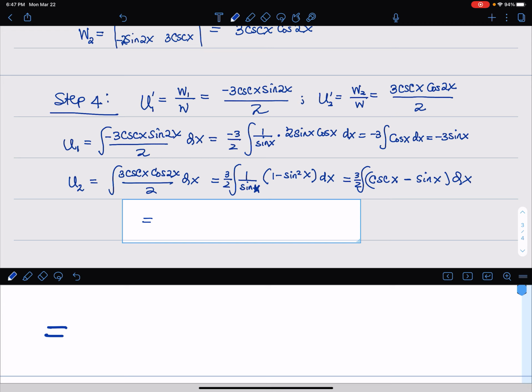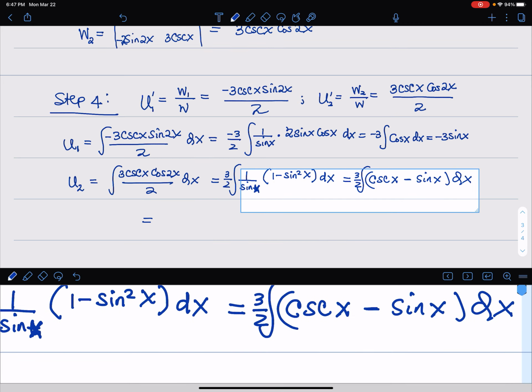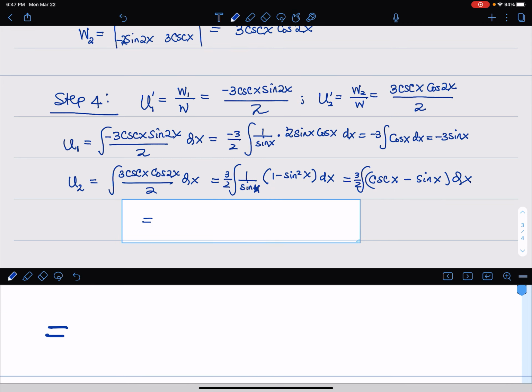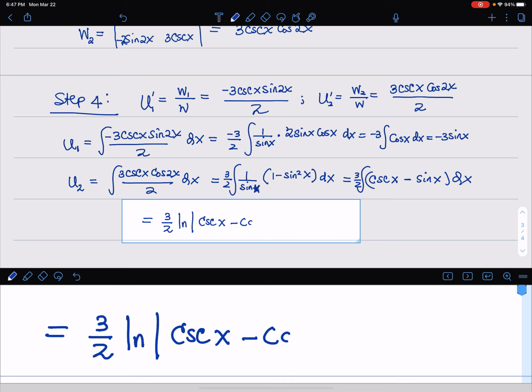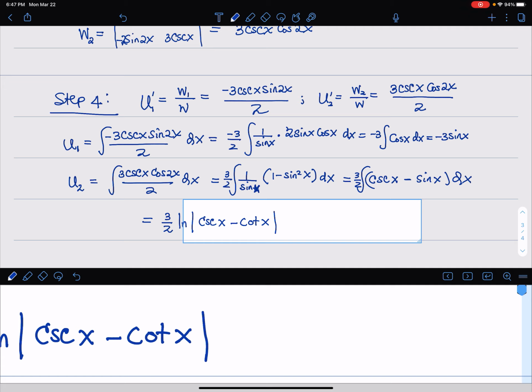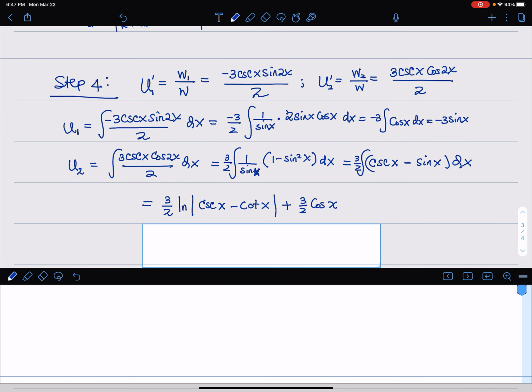So we have this cosecant of x. Its integral, if you look it up in the integration table, is the natural log of cosecant of x minus cotangent of x. It's actually something we can do, but let's just go with the table. And then we have 3/2 cosine of x. Okay, so that's our u2.